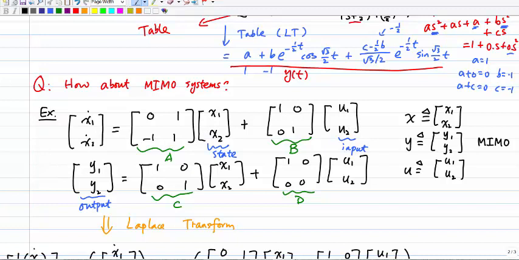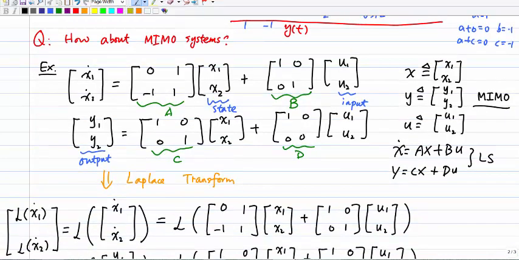Okay, so here you say I have two inputs, u1 and u2, and my output is y1, y2, which is the matrix C times x1, x2 plus this matrix D times u1, u2. So basically I have multiple inputs and multiple outputs. I can define x as a column vector x1, x2, and likewise y1, y2 and u1, u2. So you can write this as x dot equals Ax plus Bu, and y equals Cx plus Du. This is a very typical form for a linear system.